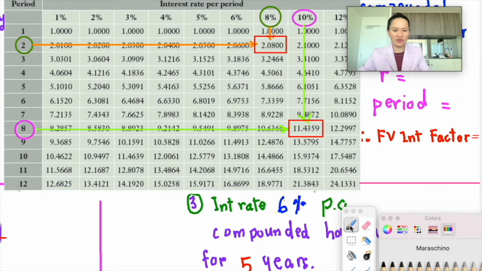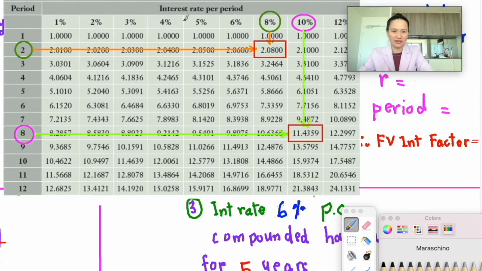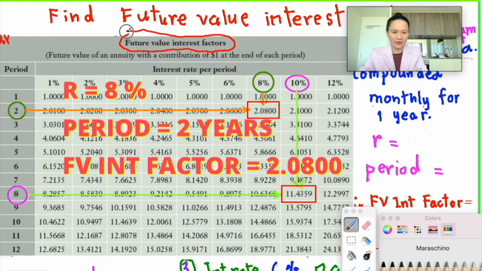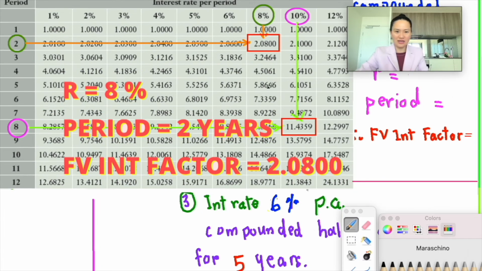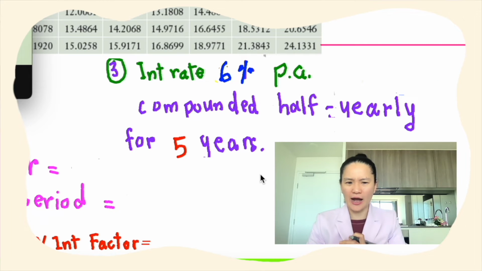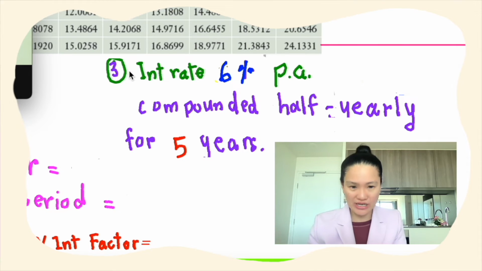So I'm going to answer right now our future value interest factor. Don't forget that we're going to find the factor. This one equals 2.0800. Let's do something a little bit more complicated. Now look at question number 3 together.